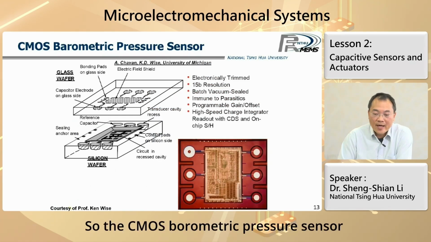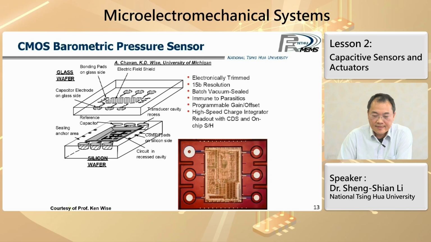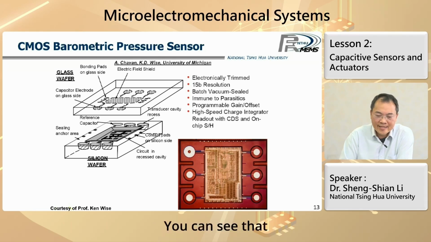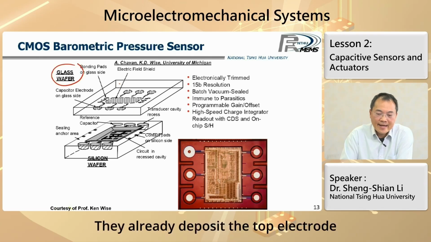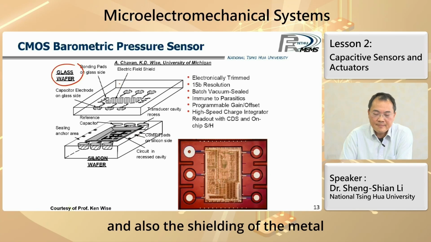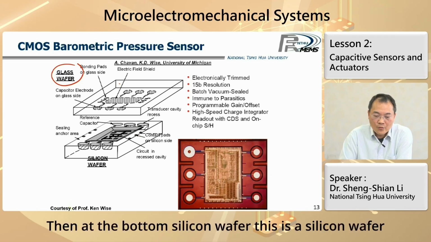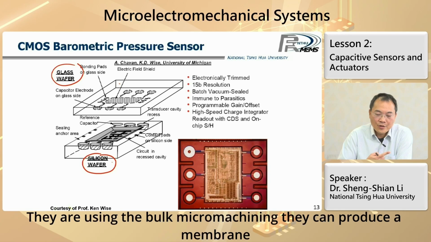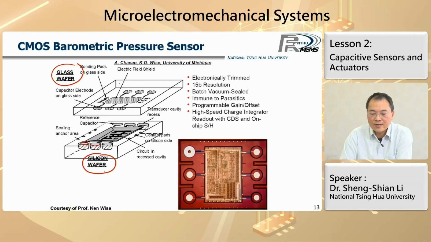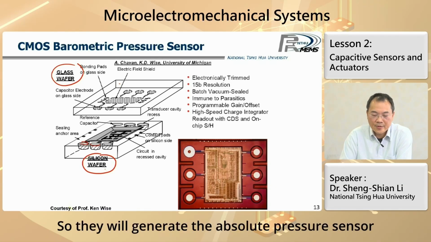The CMOS barometric pressure sensor was developed in Michigan a couple of decades ago. You can see that the top lid is a glass wafer. They already deposited the top electrode and also the metal shielding. Then at the bottom is a silicon wafer. They use bulk micromachining to produce a membrane on top of the cavity, which is a vacuum package. So they generate an absolute pressure sensor.